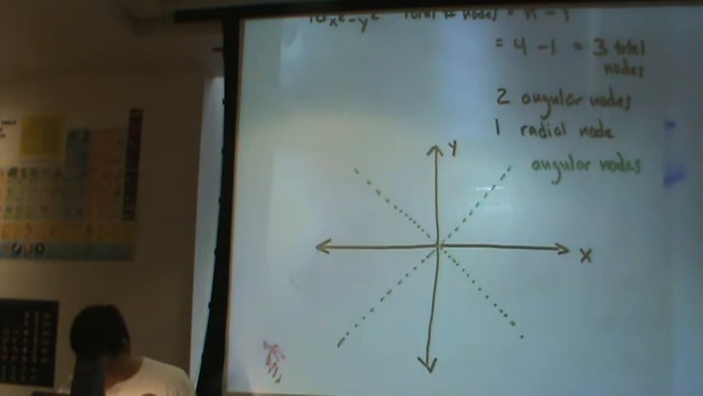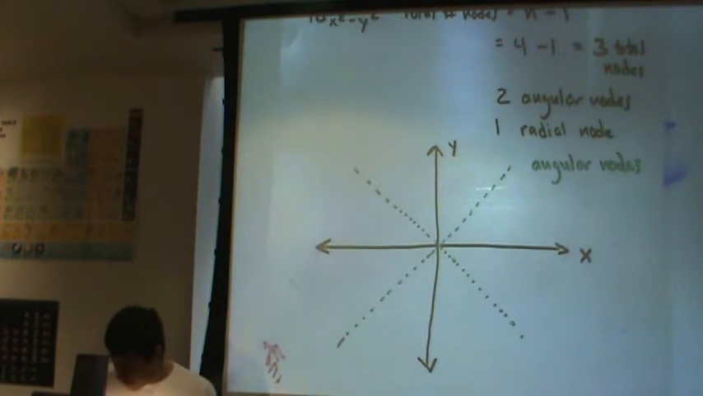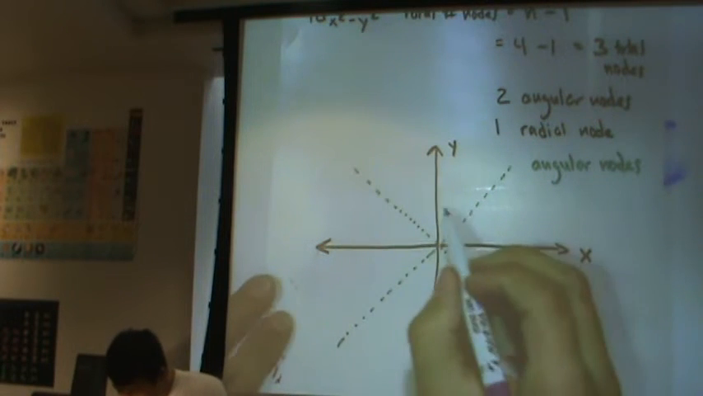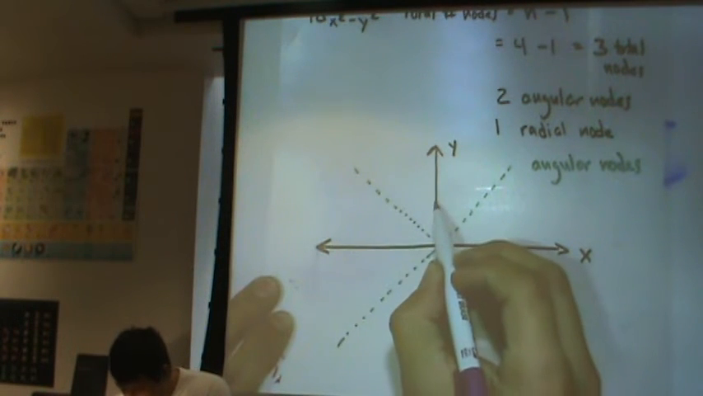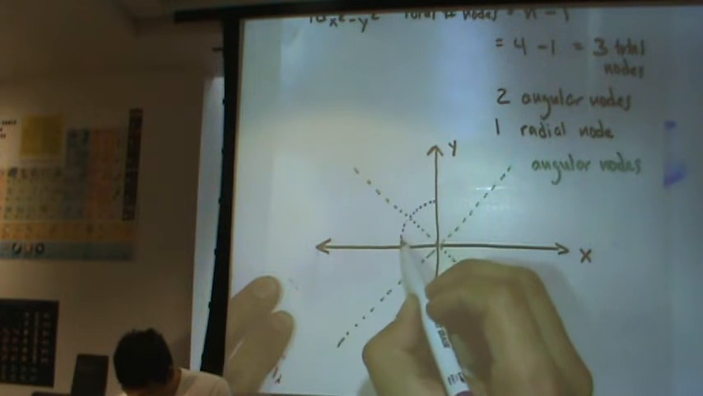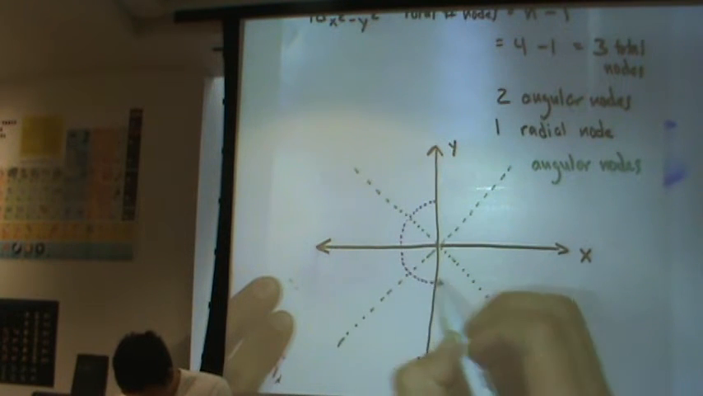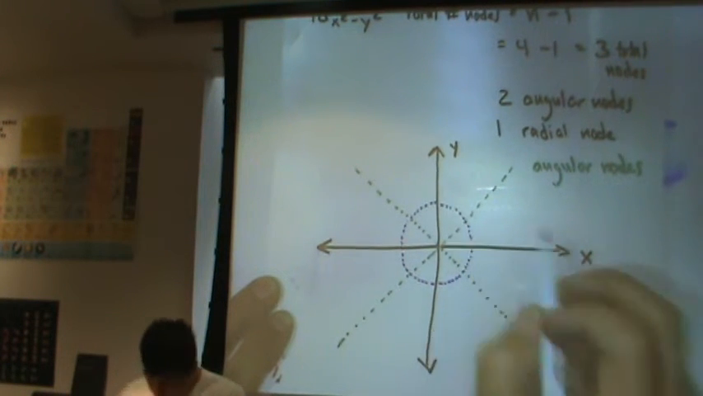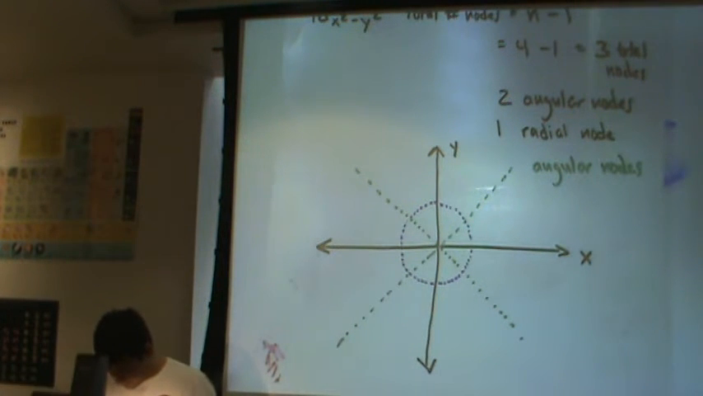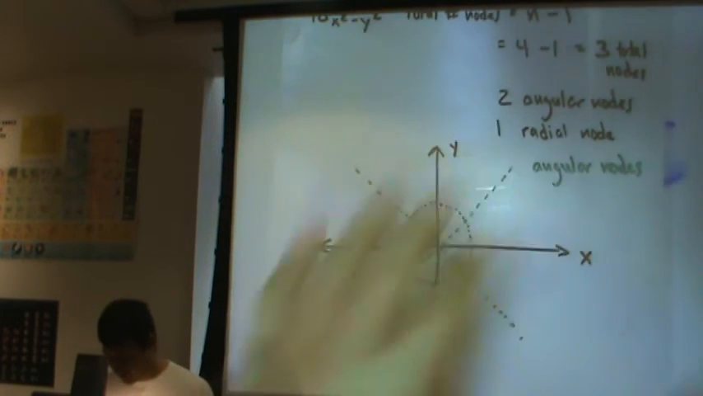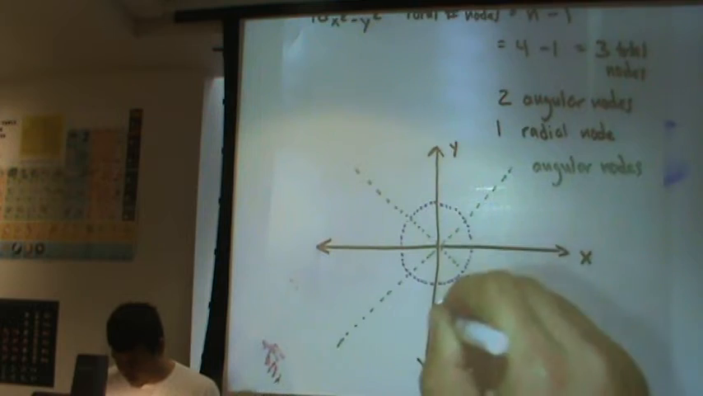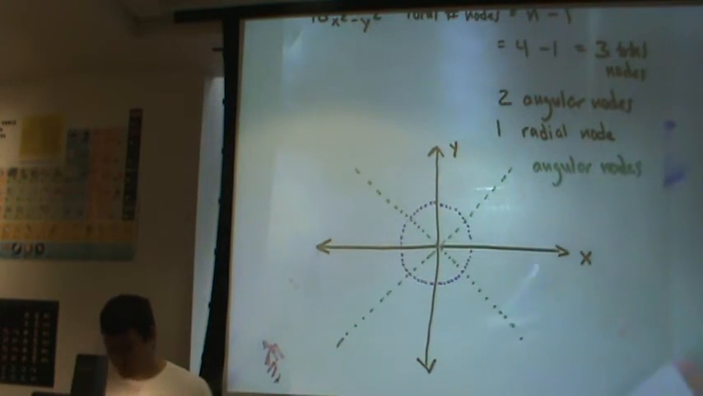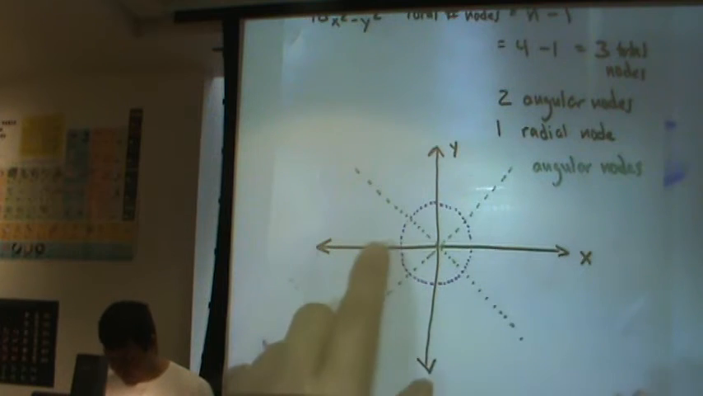The radial node, the leftover from our total node, I'm going to draw it in purple. Radial nodes are circular. They're just giant circles. So I'm going to try to draw a circle. Now we're going to draw our lobes. It's a 4-leaf clover, so we're going to have one lobe here, one here, one here, one here, giving us 4.